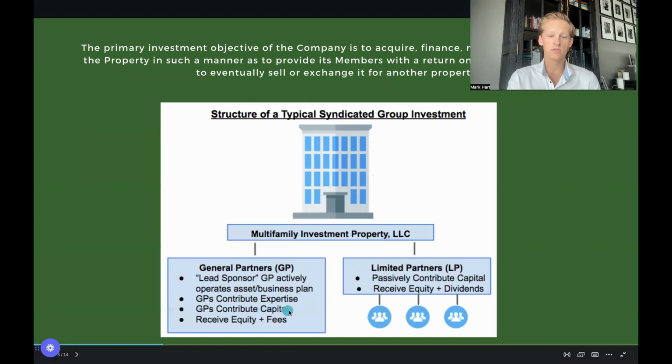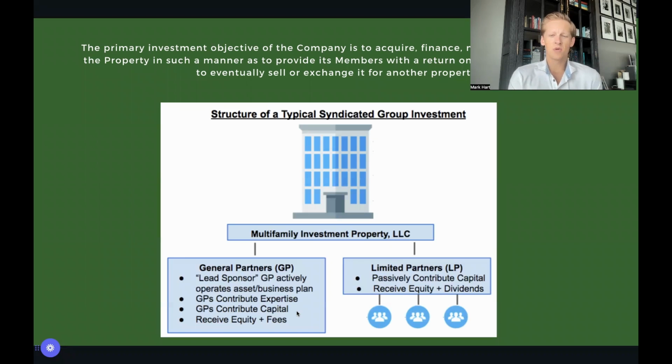The GP will also contribute capital, right? We can invest as well, right? We love investing. And so that's something where we should be able to put in a portion of the investment to buy the building, but not all. The general partner will receive fees and equity, so profit, for doing this entire investment, assuming the asset performs.